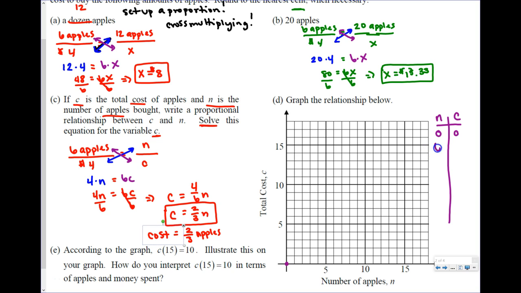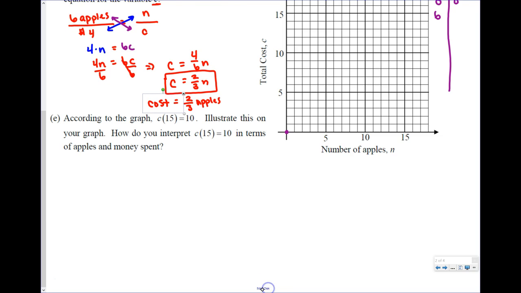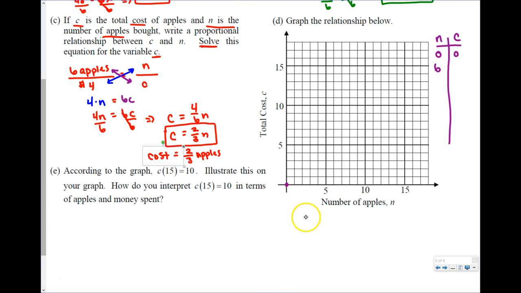Let's skip to number 6. I know that this one works out pretty evenly. If I buy 6 apples, I can solve this. If I want to try N equals 6, I'm going to have to plug it into this equation. So the cost is going to be 12 over 3, so it's going to equal 4. So when I buy 6 apples, it's going to cost me $4. So I'm going to go to my graph, find 6, and go up 4 to get the point 6,4.